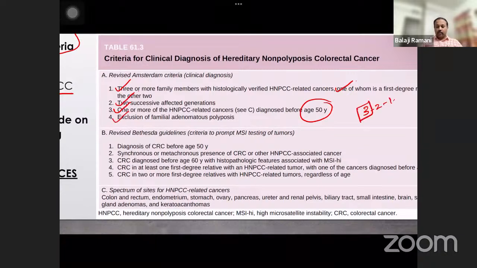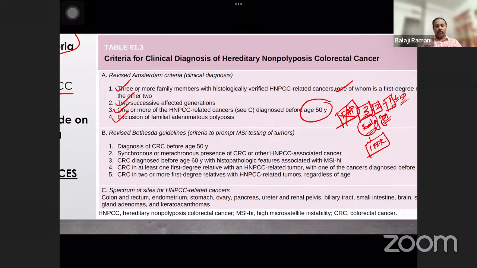So 3 members of the family, 2 successive generations. 2 generations have to be affected, and at least 1 cancer should be in a person aged less than or equal to 50 years. And in these 3 affected family members, at least 1 should be a first degree relative. And definitely you have to exclude FAP, because FAP kindreds can also show the same kind of thing. So you have to exclude FAP.